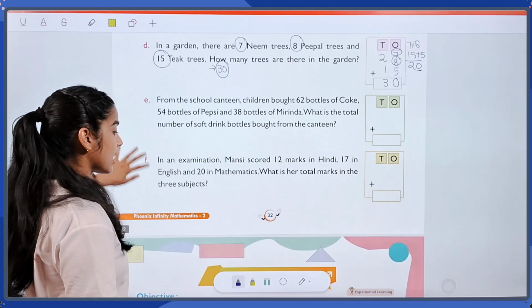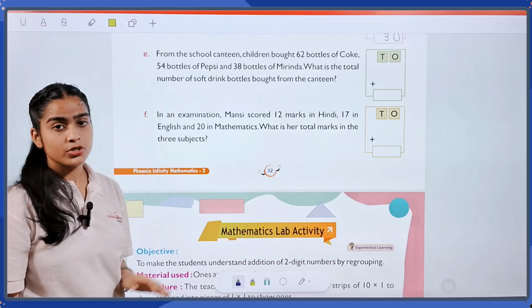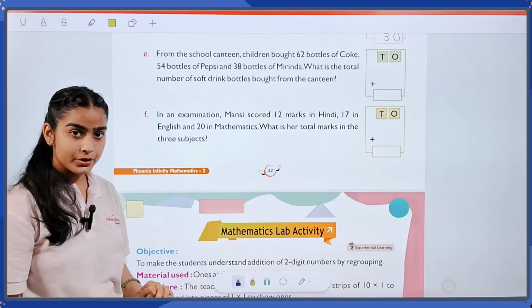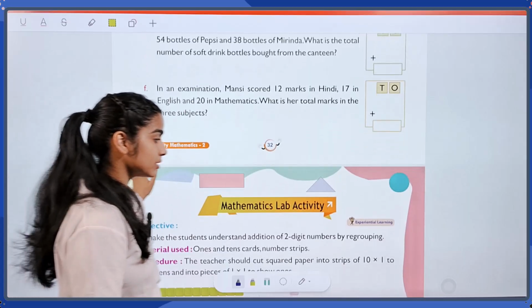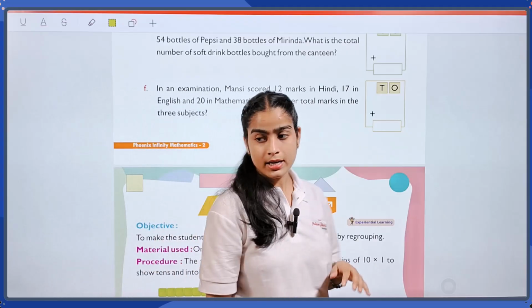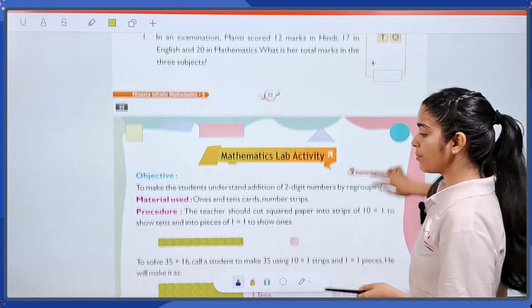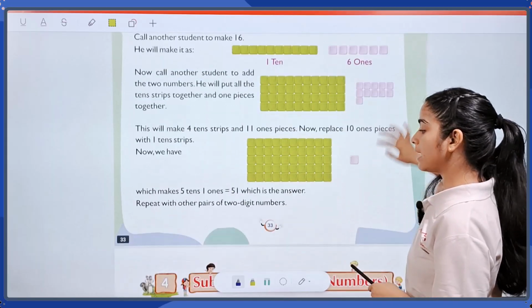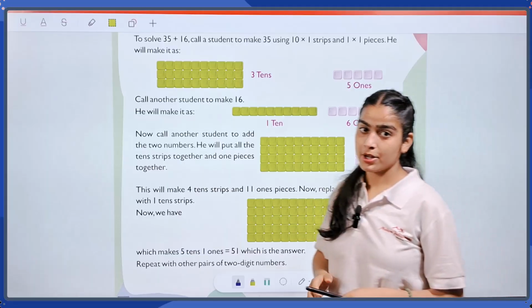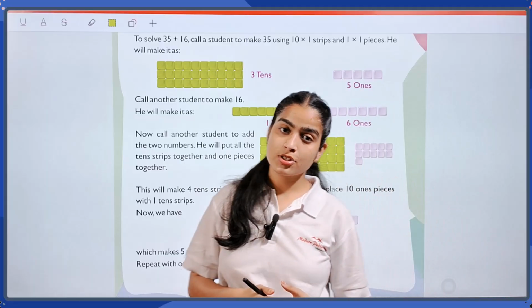So students, you have to solve the rest of the questions in a similar way as I do. I hope, students, this chapter is clear to you. And now we have your mathematics lab activity which you have to perform in your maths lab, and with that your chapter ends here. So I hope students you understood this chapter very well.